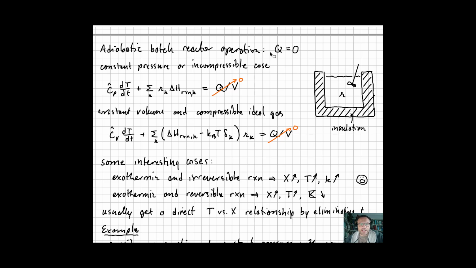Okay, we're going to do one last video about batch reactors and energy balances. And this is the special case where you have no heat input to the reactor at all. And so, you might think, well, this means that I don't have to worry about temperature effects, but actually this is maybe one of the cases where you have to worry about them a lot. You have no mechanism to control the temperature, so there can be quite large changes.